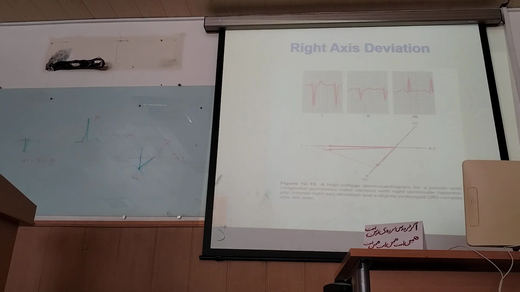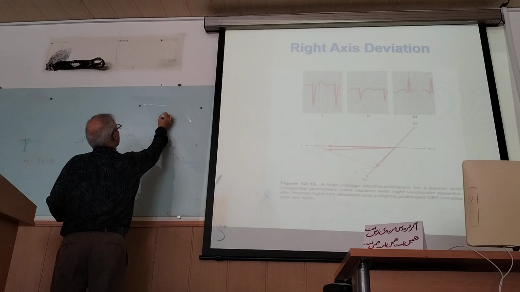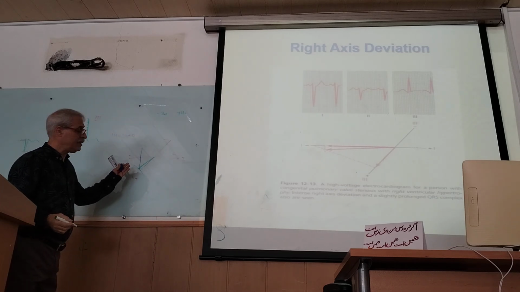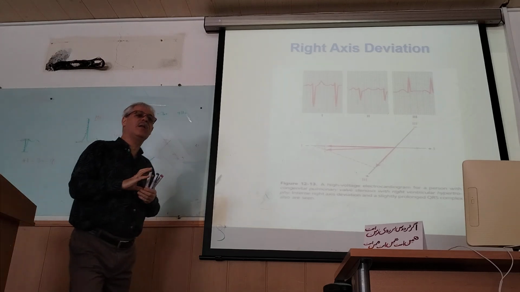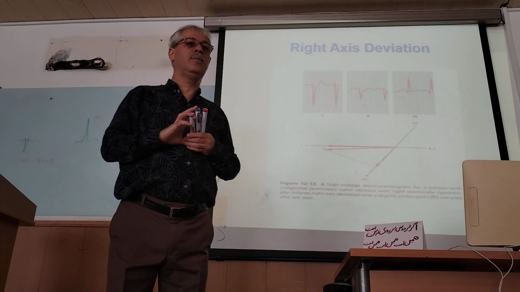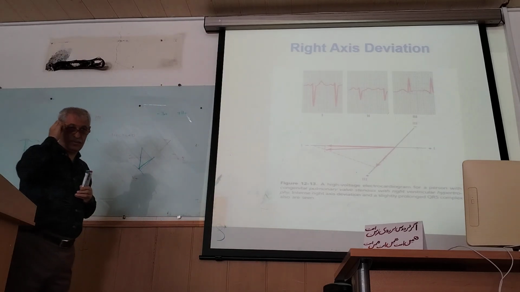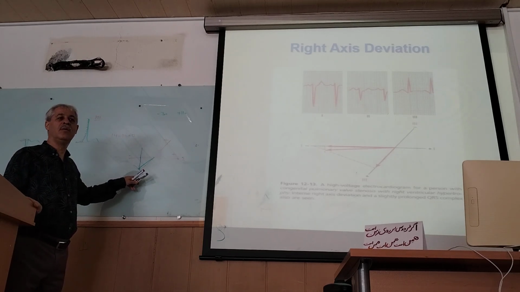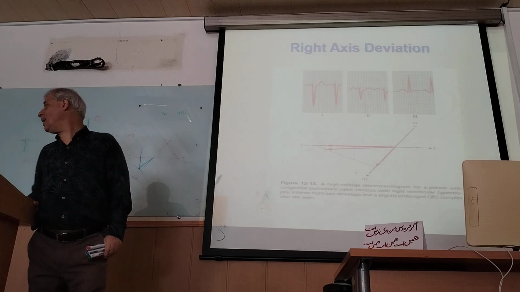The normal cardiac axis is between -30 and 110 or 120. So, is it bigger than 110 or not? I mean this angle. No, it's less. This is lead 3, and lead 3 is 120. So it is more than 120. So what do we call it? Up to 110 is normal.